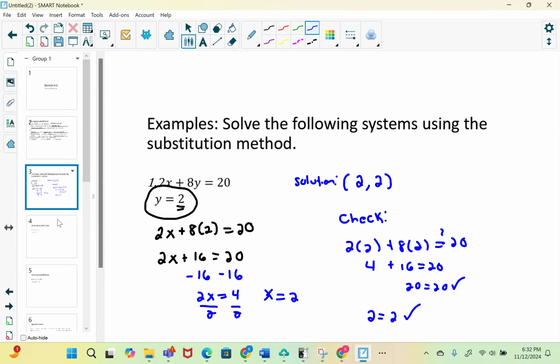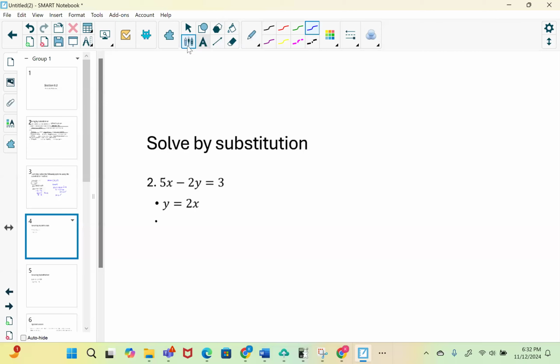Now, most of the time, it's not just going to be y equals a number, x equals a number. It's going to be y equals an expression which has a variable x in it. Okay, so this is our second example. We have 5x minus 2y equals 3, and we have y equals 2x. So it's a system of equations. We have two equations, two variables. And what we're gonna do is we have a lone variable. We have y by itself. And so this is our equation that we're gonna use.